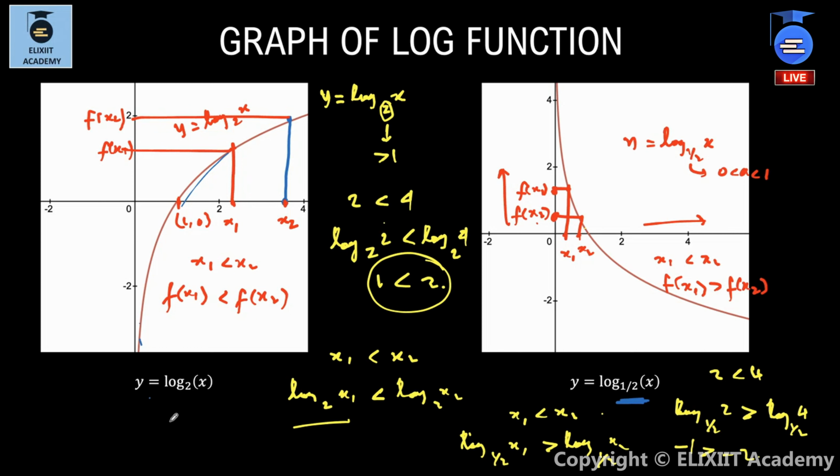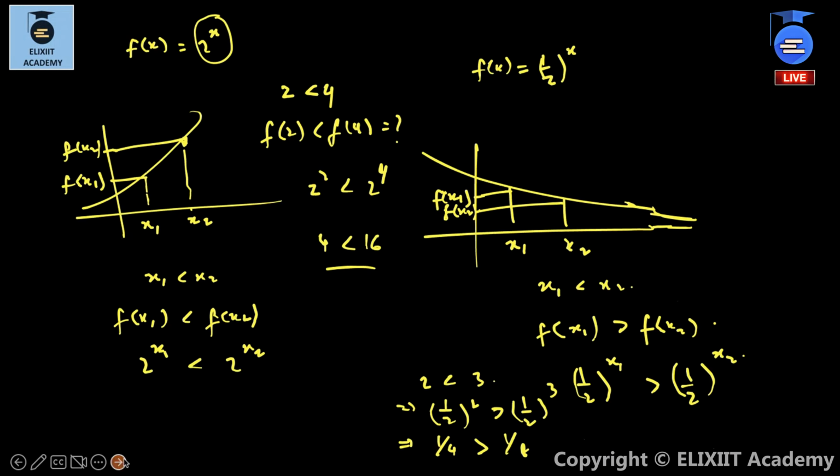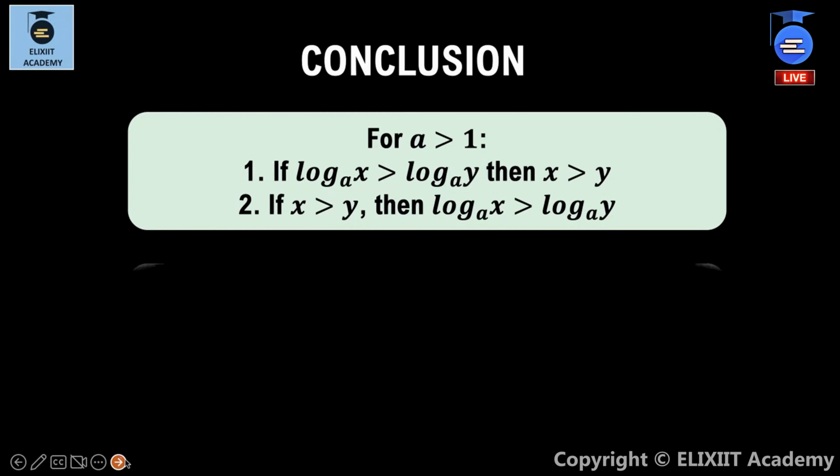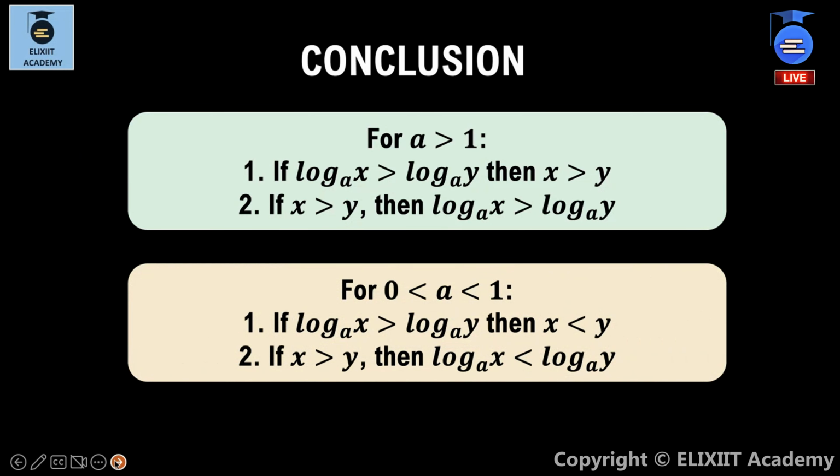You may simply verify this from your example only. Like this example, log 2 base 2 is less than log 4 base 2. True. This value is true. So x1, x2 is what? 2 and 4. Obviously 2 is less than 4. So the reverse is also possible, which means vice versa. If f of x1 is less than f of x2, it implies x1 is less than x2. So this is what is there in the conclusion. See, two conclusions are there.